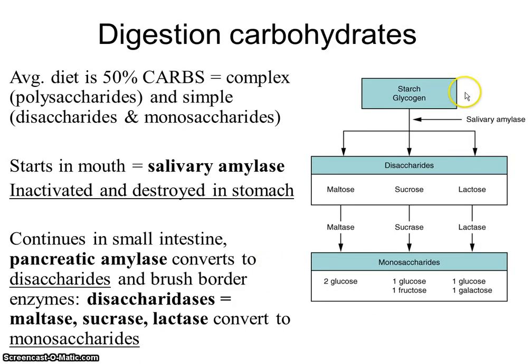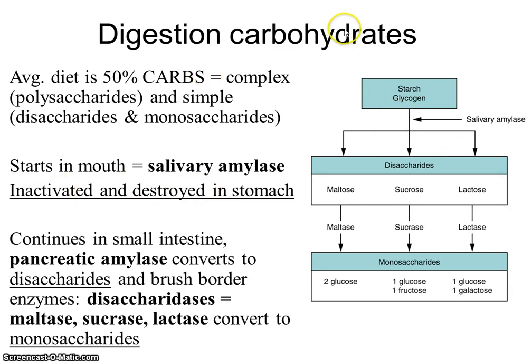So looking at the carbohydrates, again, recapping this, we take in long, large molecules known as carbohydrates. Our average diet is about half carbohydrates, less of the simple, hopefully, disaccharides and monosaccharides. This begins in the mouth with salivary amylase. Salivary amylase continues to work a little bit in the stomach, but it is eventually destroyed.